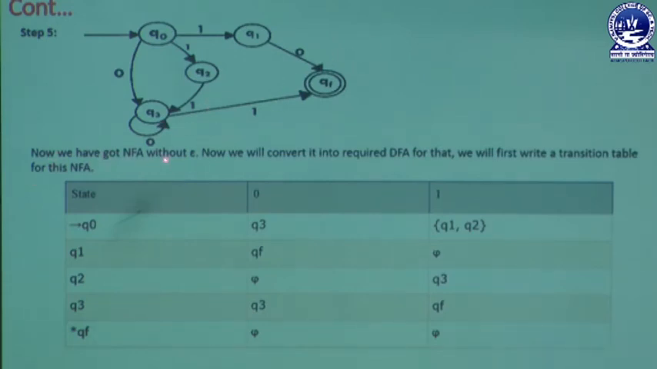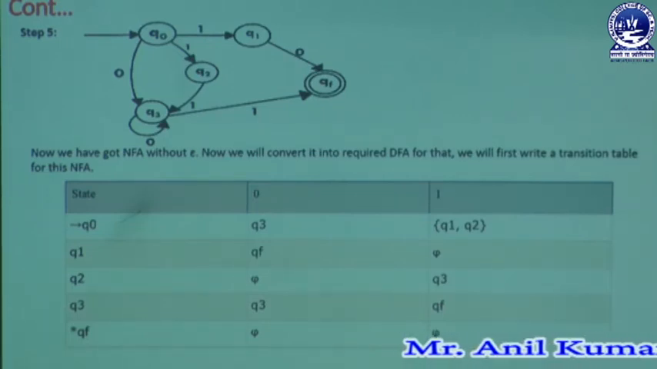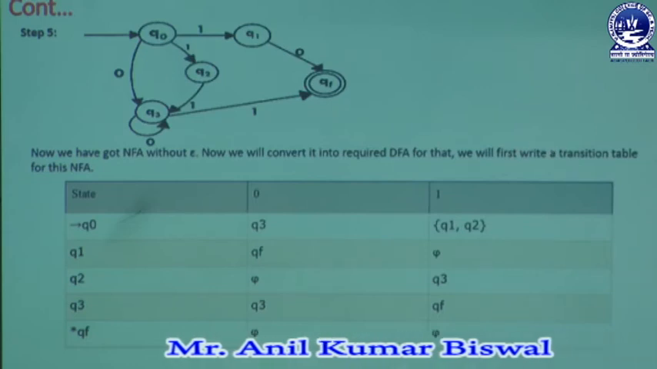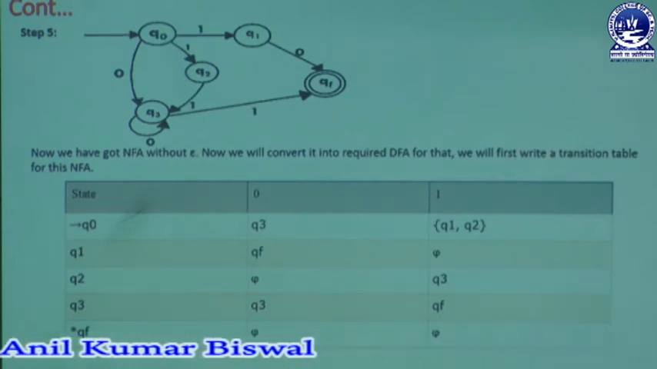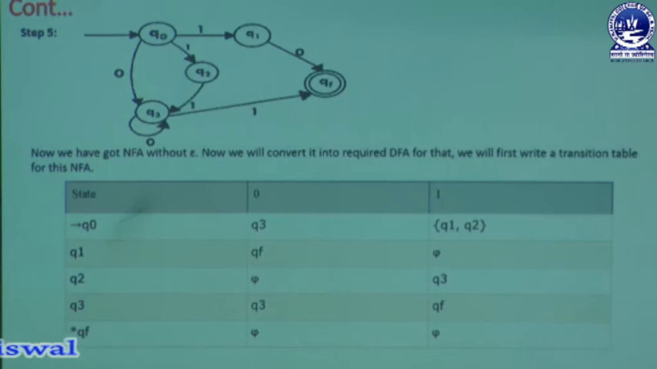Now we have got NFA without epsilon. So in this diagram, the step 5 diagram is the NFA without epsilon. Now we convert it into the required DFA. So this diagram needs to be converted to the DFA concept. That's why we will first write a transition table. First of all, we create a transition table, then we can create the normal DFA part.